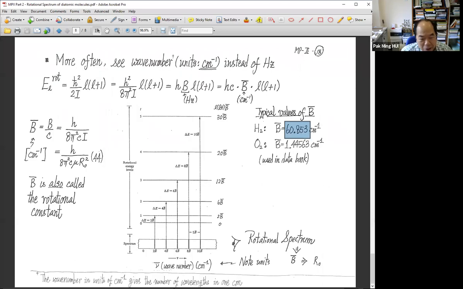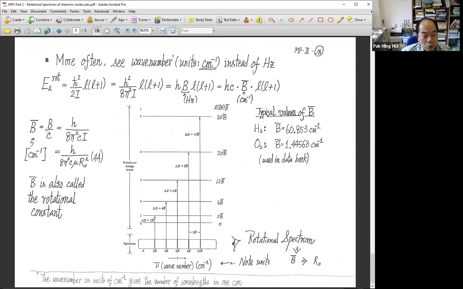So what is this new B? I called it B bar, but the chemist will not call it B bar, it's just the same B. So you have to look up, this B is in hertz, that B is in centimeter inverse, okay? Professional business.